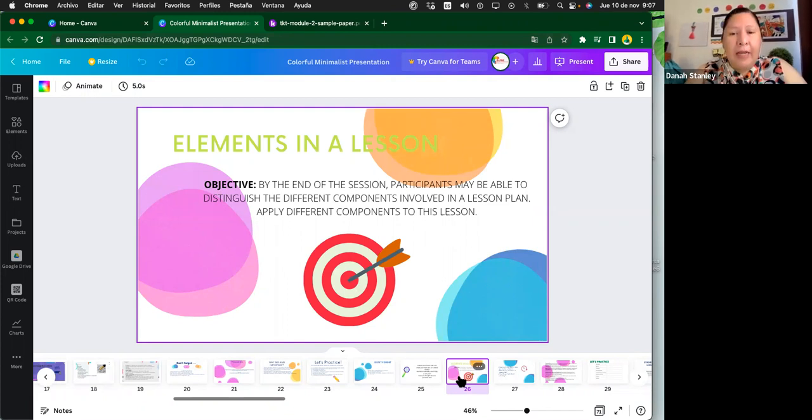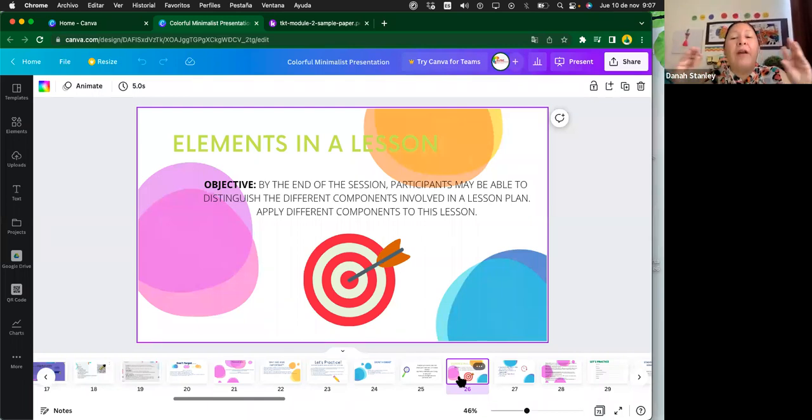So by the end of this lesson, you will be able to distinguish the different components involved in a lesson plan and apply different components to this lesson plan, okay? So now we saw the spine. Now we are going to see the arms, the chest, the waist, the legs, the head. We are going to start building the lesson plan, okay? So this is going to be very, very interesting.